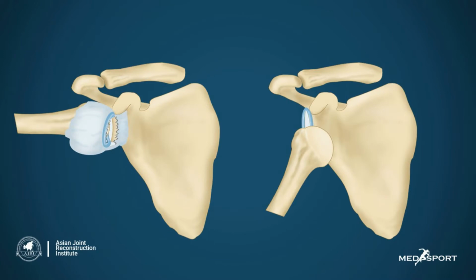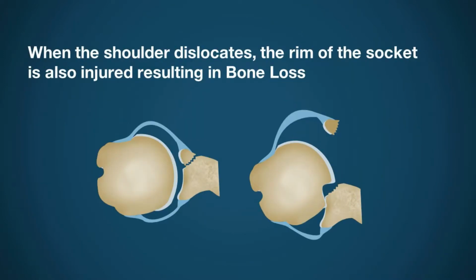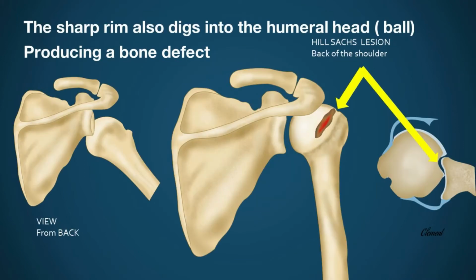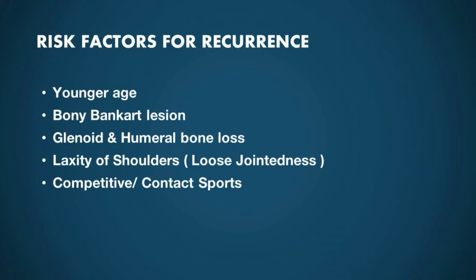As the ball jumps over the glenoid, it injures the bony rim of the glenoid. In some instances there could be a significant glenoid rim fracture also. Once the ball dislocates, the sharp anterior rim of the glenoid wedges into the back of the ball, producing a defect called the Hill-Sachs lesion. Once the shoulder dislocates, the chance of recurrent dislocation is high, especially in younger age groups.